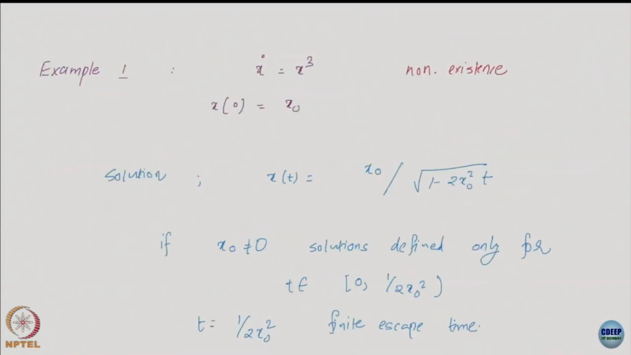Let's look at examples. I like these examples because they are very illustrative. This is an example of a system with non-existence of solutions. It's a very simple system: x dot is equal to x cubed, and I am giving my initial time at 0 and initial condition x0. It's not very difficult, all of you can integrate it. This is what the solution comes out to be.